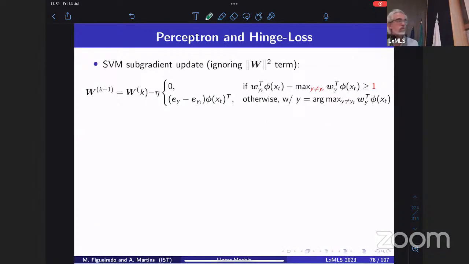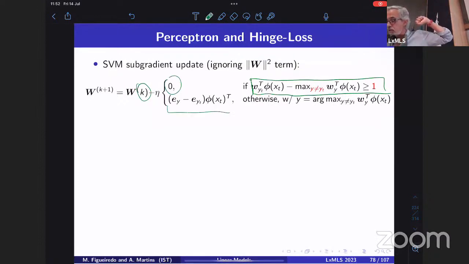And so if you want to do gradient descent, it's just that. You take the weights. Well, there's a problem with this. I'll correct it. Gradient descent is that. What is this condition here? It's that you're satisfying the margin. The difference between the score of the correct label and the score of all the other labels is larger or equal than 1. If this is the case, it means that the classifier is classifying that point with margin above one. So I'm not going to touch anything. I don't change the weights.